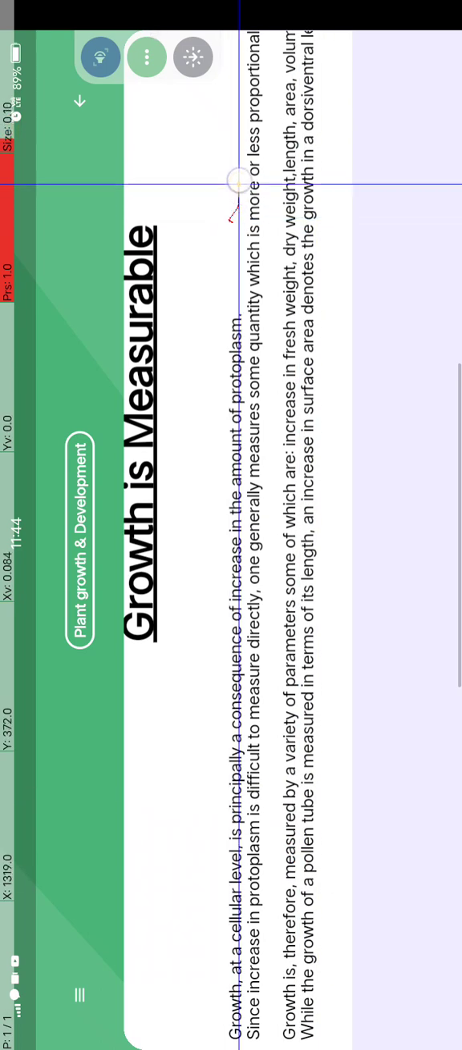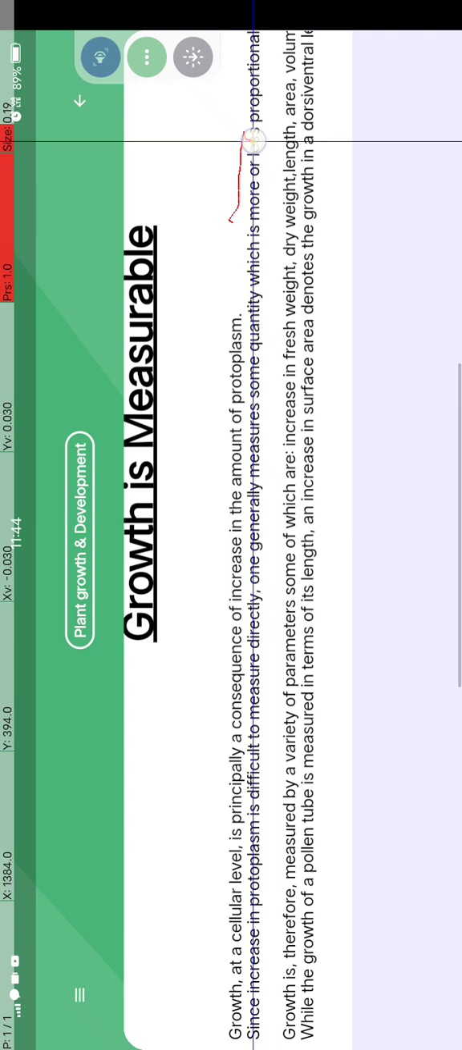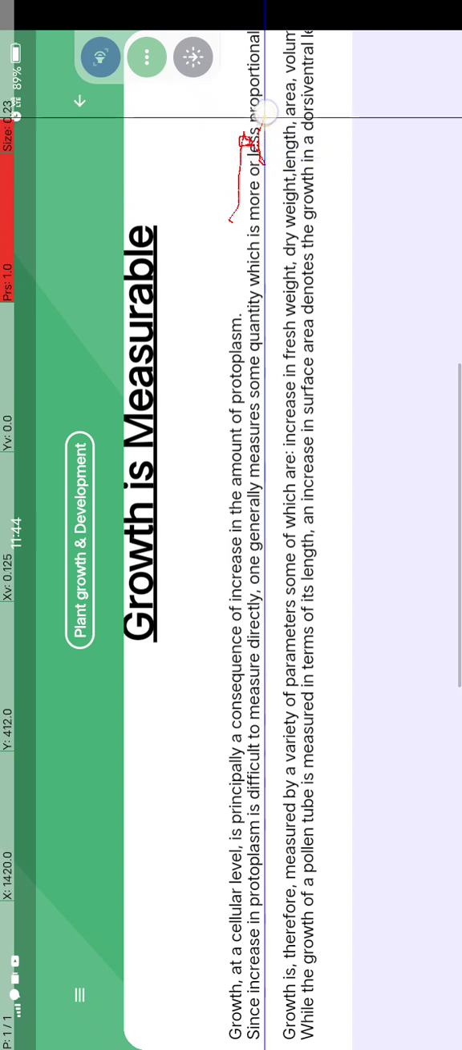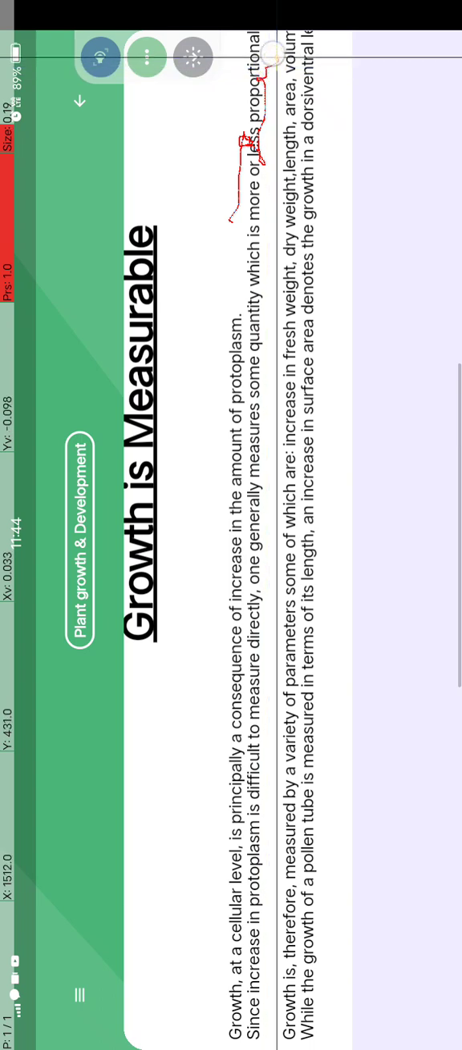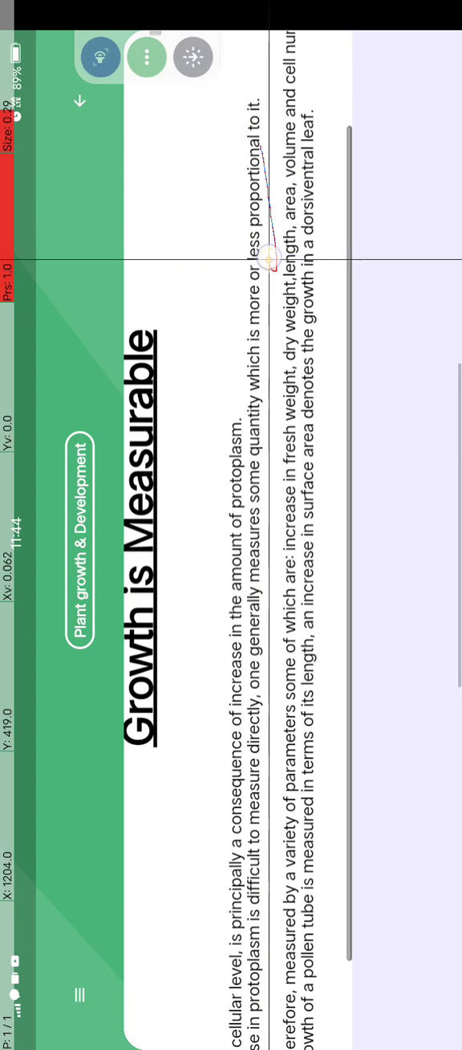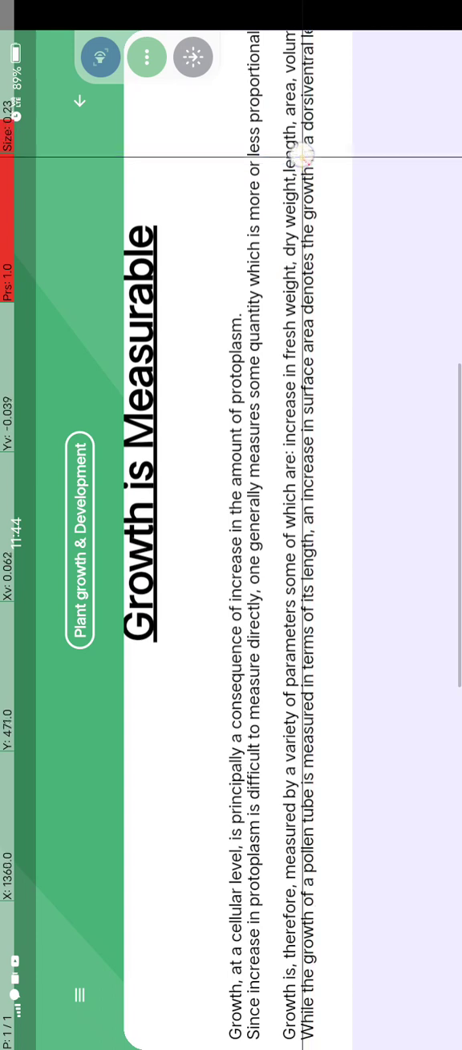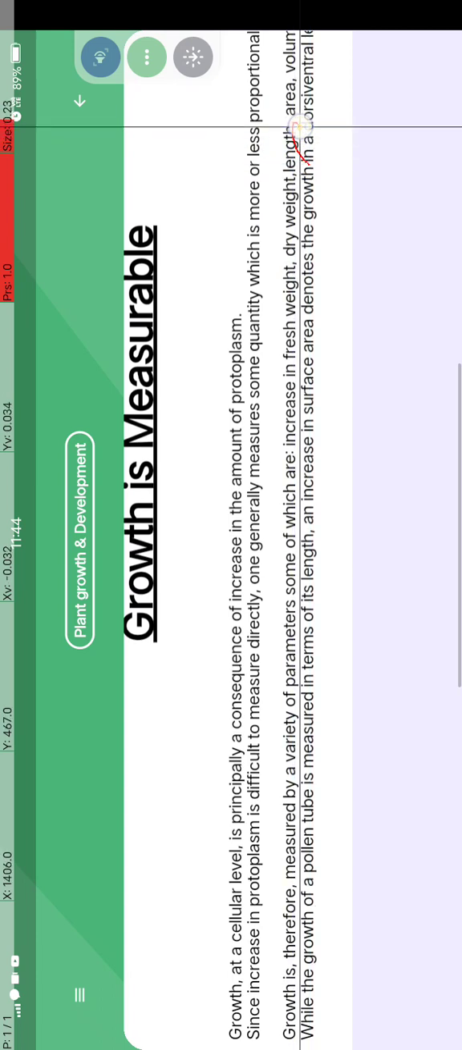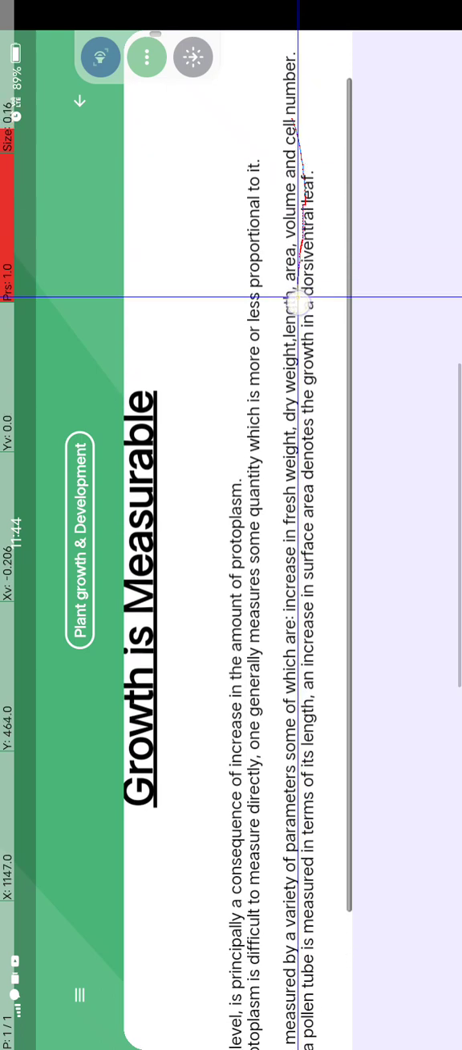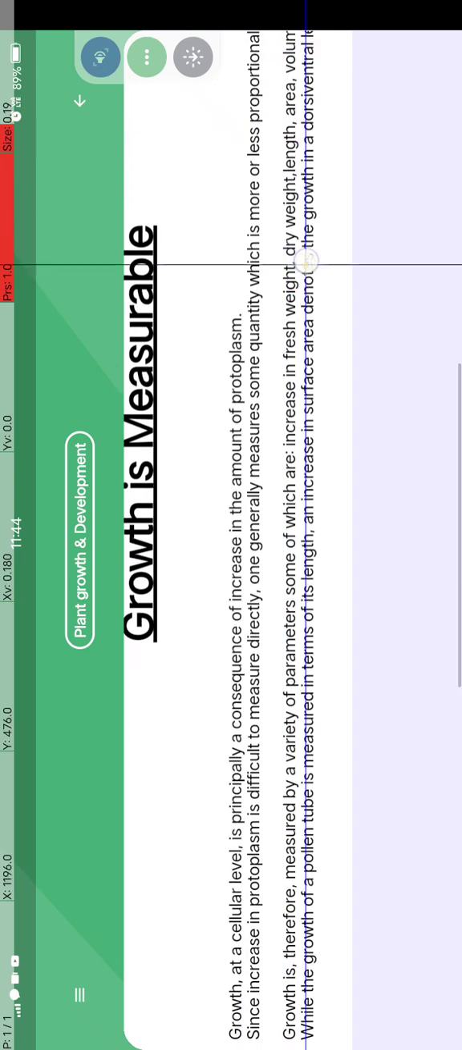Okay, so देखते हैं growth at a cellular level is principally a consequence of increase in the amount of protoplasm. Since increase in protoplasm is difficult to measure directly, one generally measures some quantity which is more or less proportional to it. Growth is therefore measured by a variety of parameters, some of which are increase in fresh weight and dry weight, length, area and volume, and cell number, okay.